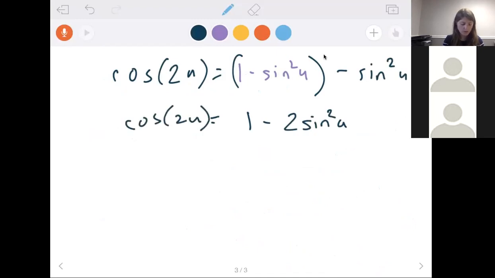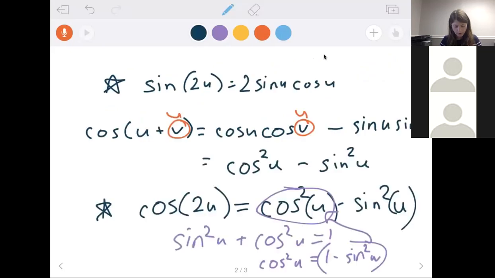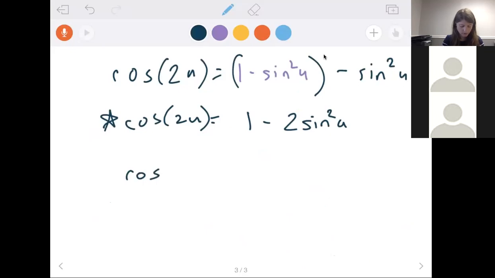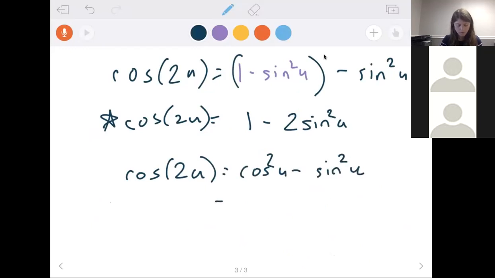And then if we wanted to rewrite it another way, we're going to go back to our identity: cosine 2u equals cosine squared u minus sine squared u. And this time, let's think about the reverse. If we wanted to swap out our sine squared, we know that sine squared u plus cosine squared u is 1, then sine squared u is 1 minus cosine squared u. Okay, so let's drop that in.